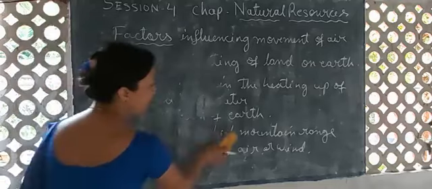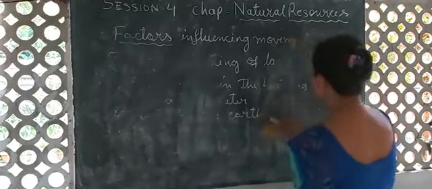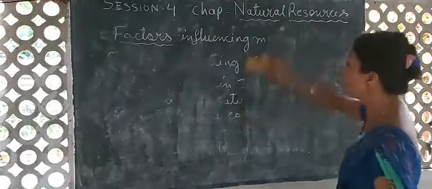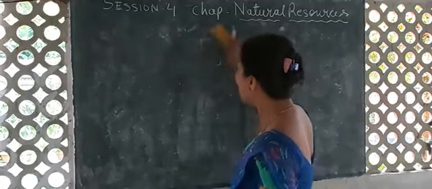Then they have given in your textbook a simple thing which you all already know, which you have studied in your lower classes: how rain occurs. This you all know?